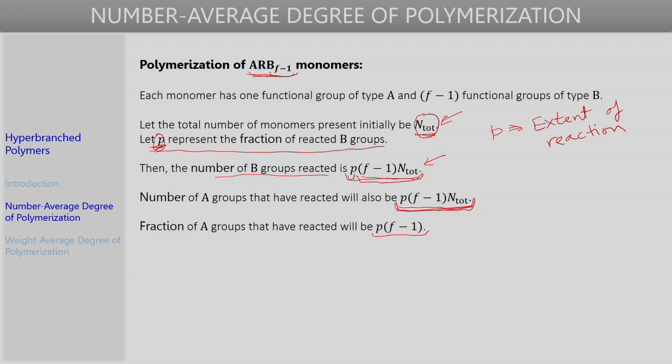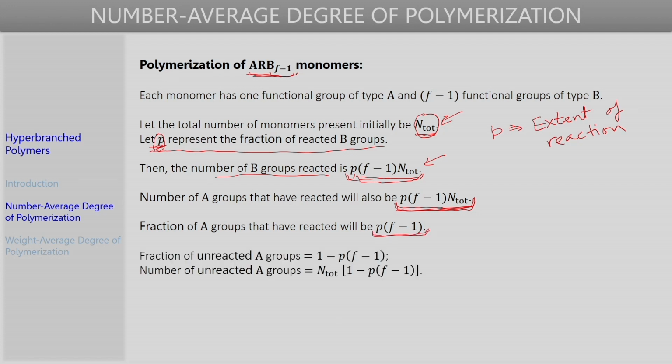So, if the fraction of A groups that have reacted is this, then the fraction of unreacted A groups will simply be 1 minus the reacted fraction. So, the fraction of reacted plus the fraction of unreacted groups of type A will simply be equal to 1. So, the fraction of unreacted A groups will be 1 minus this P times f minus 1, and since the total number of A groups present in the system is just equal to the number of monomers present initially, which is n dot, the number of unreacted A groups will be obtained by just multiplying this fraction by n dot.